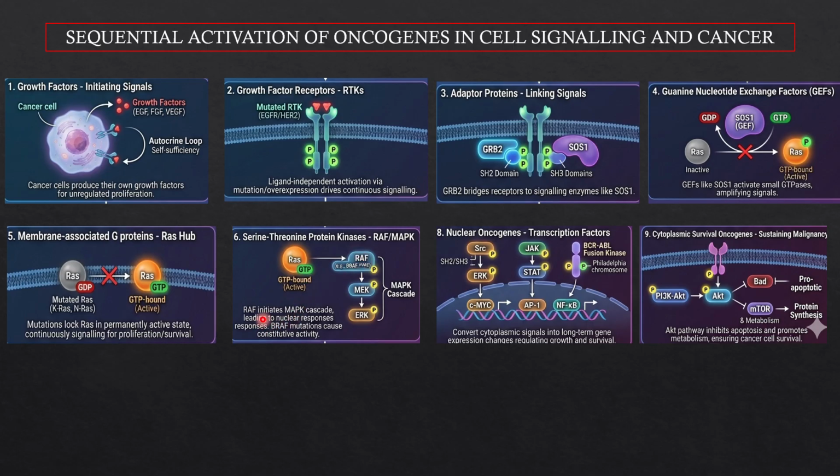and this initiates the MAP kinase cascade, leading to the nuclear responses, and BRAF mutations cause constitutive activity. Certain nuclear oncogenes are transcription factors, for example, the BCR-ABL fusion kinases, and they convert cytoplasmic signals into long-term gene expression changes, regulating growth and survival. The cytoplasmic survival oncogenes sustain the malignancies, like the AKT pathway, which inhibits apoptosis and promotes metabolism, ensuring cancer cell survival.